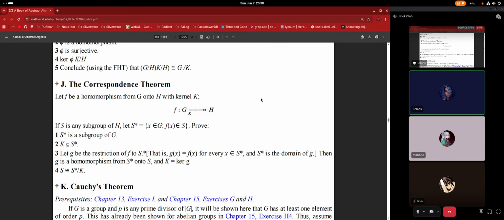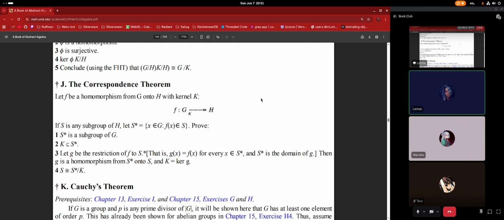No, but you said something before that. You said something like this is about proving the subgroup of the input with the subgroup of the output. Well, yes, S is a subgroup of the output, which is H. And then S star is the set that we're investigating, which is all the elements from G that F maps to an element of S. And then you have to prove that S star is actually a subgroup of G. Then you have to prove that the kernel is contained in that subgroup, and so on.